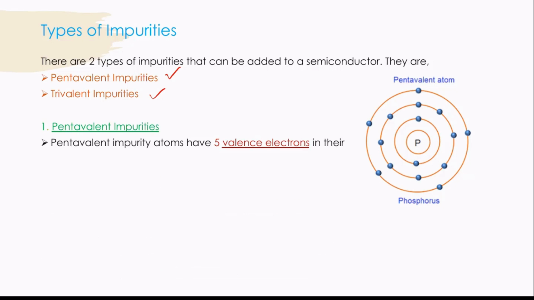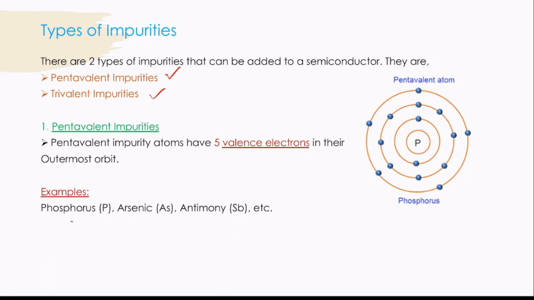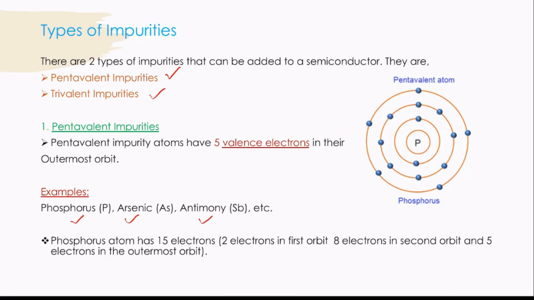The pentavalent impurity atoms have 5 valence electrons in their outermost orbit, and the best examples for the pentavalent impurity are phosphorus, arsenic and antimony. If you see in this figure, this is the atomic structure for phosphorus, in which the atomic number is 15. So the number of protons and the number of electrons are the same in the case of phosphorus. So there are 15 electrons and 15 protons in the case of phosphorus.